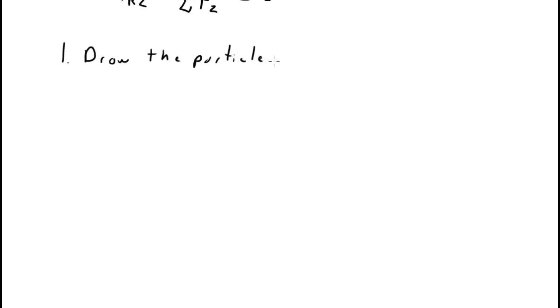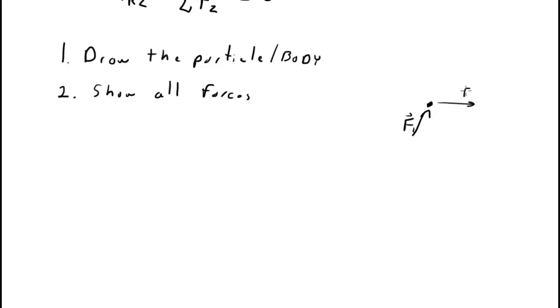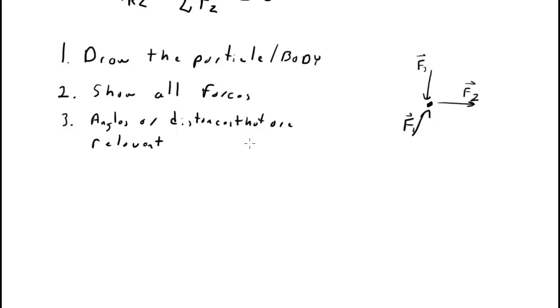So step 1 is to draw the particle, or we could in this case call it the body. And that's simple to do because it's just a dot, it's just a point in space. Step 2 is to show all forces. So we may have a force here, which we'll call F1. We might have a force in this direction, which we would call F2. And we may have a force in this direction, which we might call F3. Step 3 is to show any angles or distances that are relevant. So for example, we might need to indicate that this angle is 30 degrees.